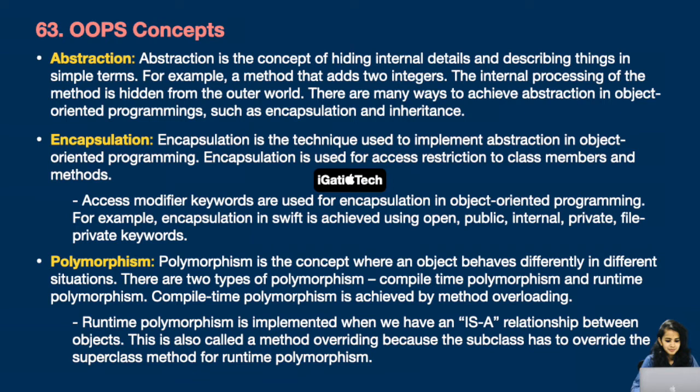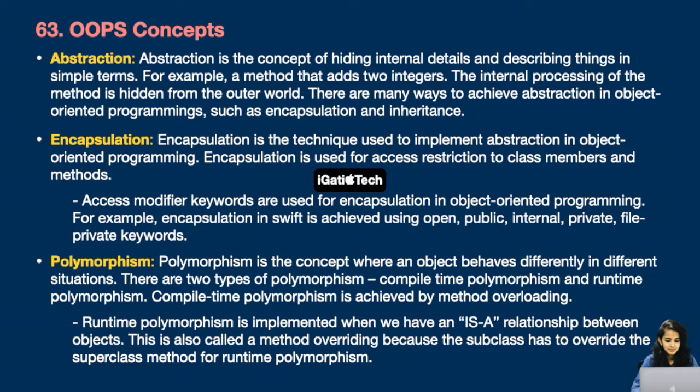Now, what is encapsulation? Encapsulation is the technique used to implement abstraction in object-oriented programming. Encapsulation is used for access restriction to class members and methods. Access modifier keywords are used for encapsulation in object-oriented programming. For example, encapsulation in Swift is achieved using open, public, internal, private, fileprivate keywords.